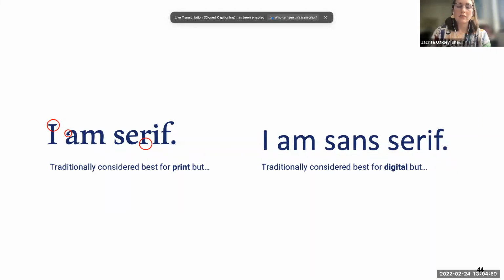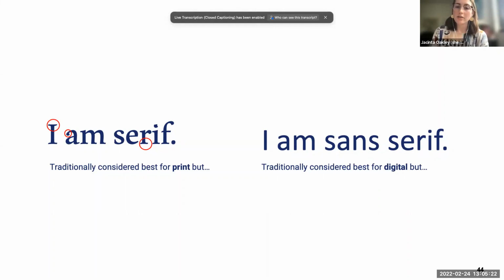Okay, so serif typefaces were traditionally thought to be more accessible for print because serifs create a consistent line for the eye to follow when reading long passages, like reading a novel, for example, and this is still the most common type of typeface used to print long form text like novels.